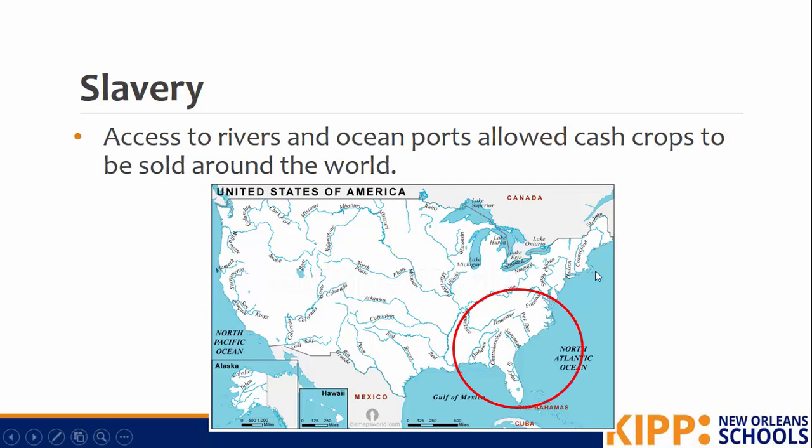So here, those southern colonies again, and many of the major cities are along these rivers and along the port. So they could farm those cash crops and then send them to Europe again so they can use their factories to turn them into manufactured goods.